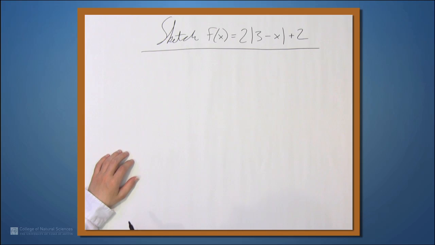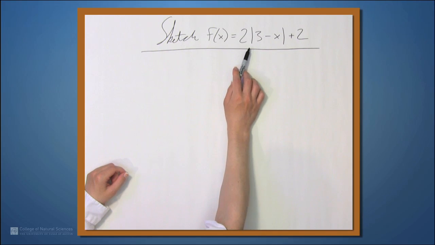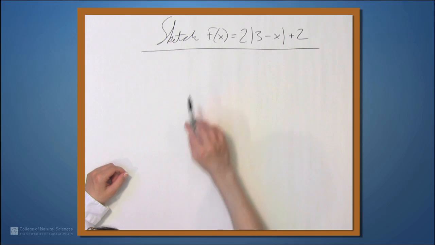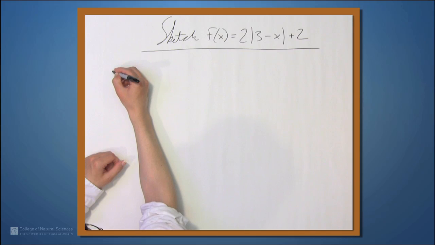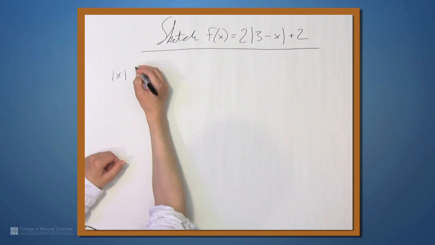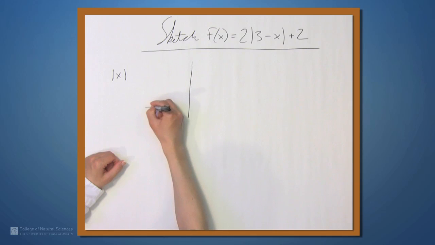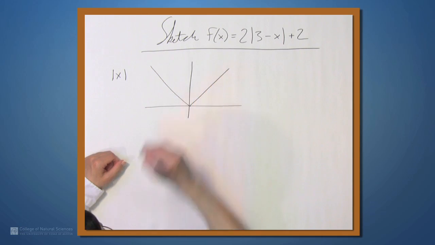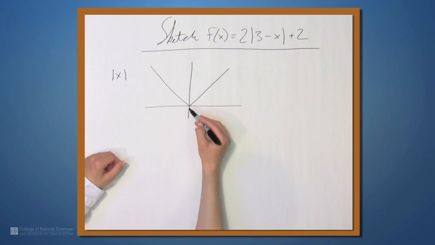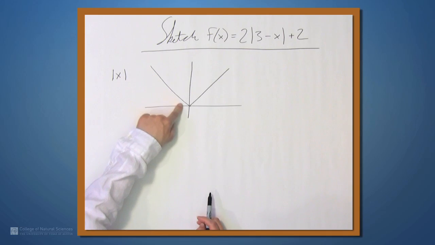So we're here at the example table, and in this video we're going to sketch the function 2 times the absolute value of 3 minus x, plus 2. So let's start with something basic. We'll start with the absolute value of x. This looks like this pointy guy here. Right? So it's just the line y equals x when x is positive, and it's the line y equals negative x when x is negative.